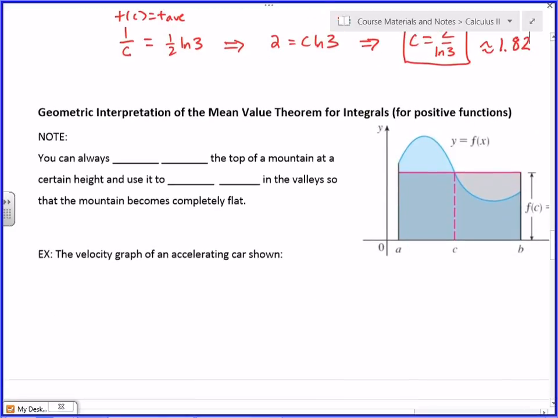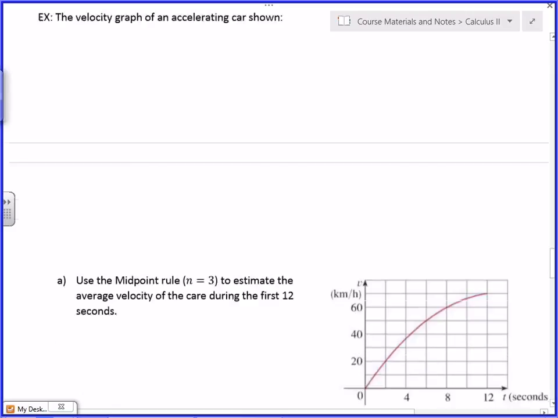Okay, the geometric interpretation, I've already said all this. I'm just going to write it down explicitly for you in your notes, but you can always essentially cut off the top of the mountain and fill the valley with it. Right up here fills down here. I don't know, my example broke in half here.